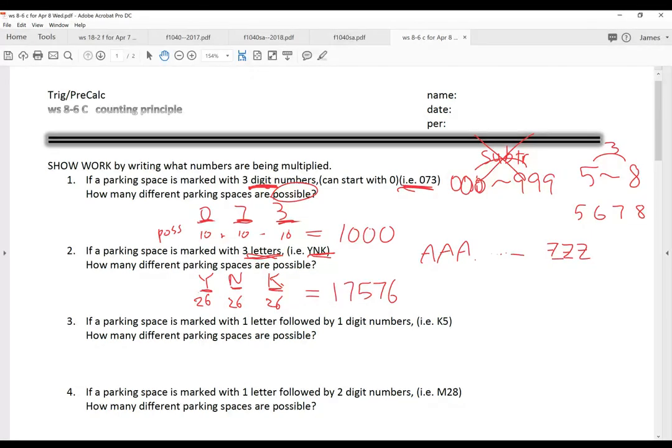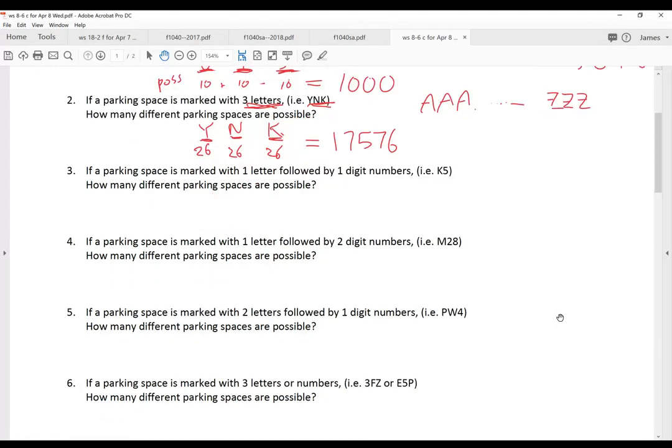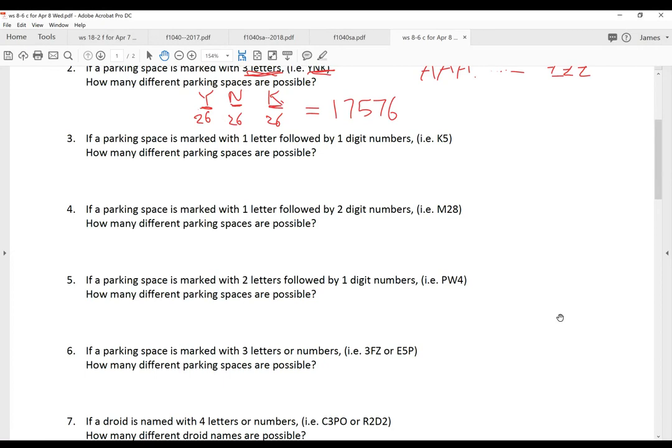Okay, so let's skip down to number 5. This time you have a parking space, and it's marked by 2 letters, and the important word is followed by 1 number. Okay, because can we have the number first and then the letters? No, it says followed by a 1 digit number. So, example PW4.